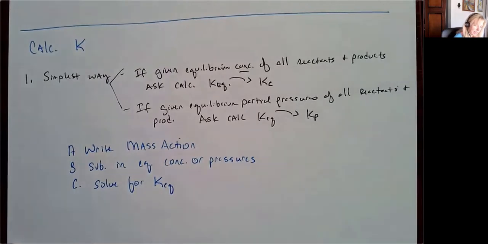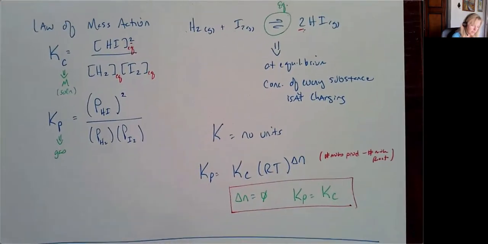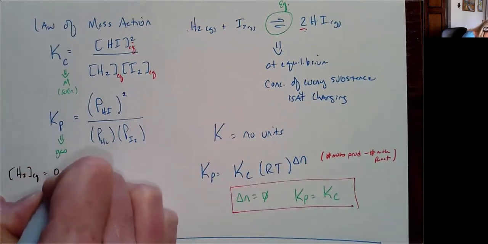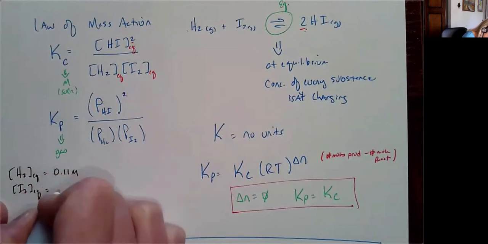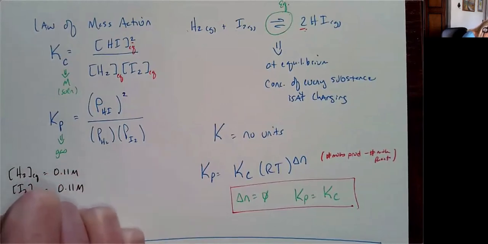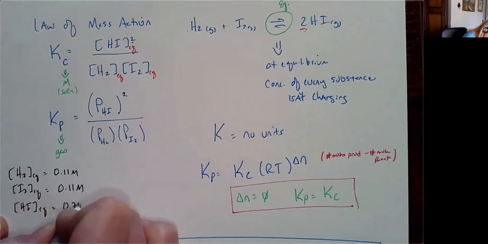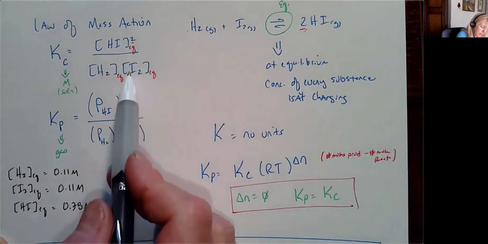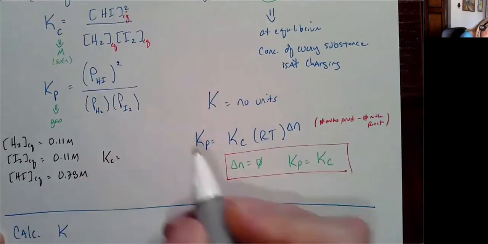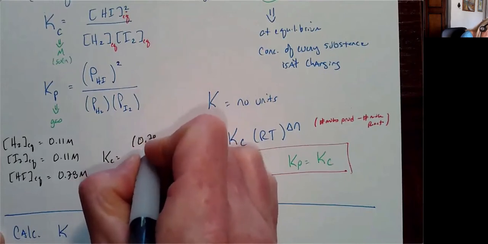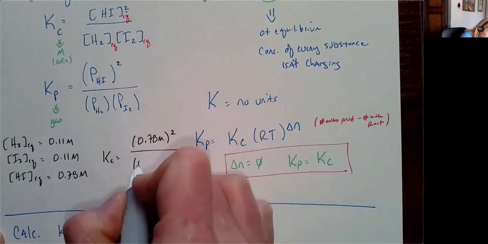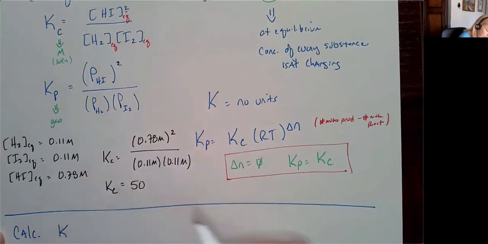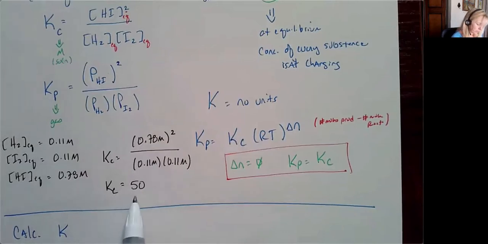So let's say in this scenario up here, I'm given concentrations. H2 at equilibrium is 0.11 molar, I2 at equilibrium is 0.11 molar, and HI at equilibrium is 0.78 molar. So I can substitute these values in and solve for Kc. Kc is going to be equal to my products, 0.78 molarity squared, over 0.11, 0.11. That's going to give me a value of 50. And remember, K is unitless, so I'm just going to have a value here.